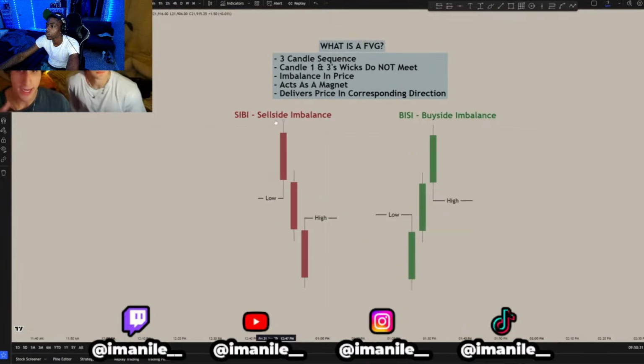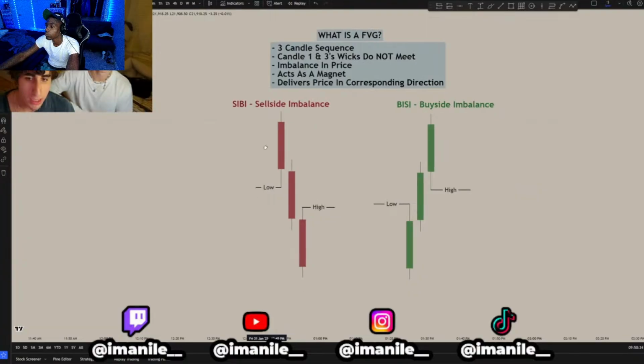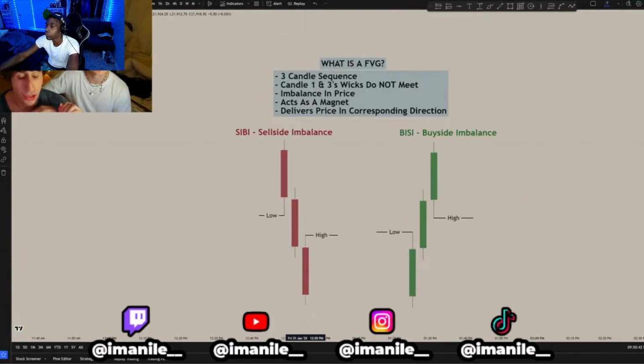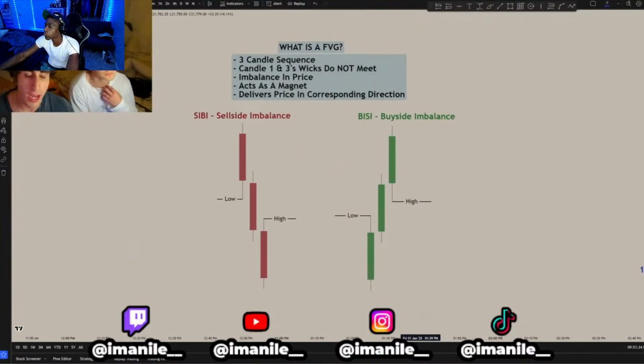So a sell side imbalance, what this really means is the market is trying to tell you that it wants to go lower. A sell side imbalance shows displacement towards lower prices, right? This is a very fast move where orders aren't filled. Okay guys, so what a fair value gap is trying to tell you is that it wants to either go for lower prices or it wants to go for higher prices.